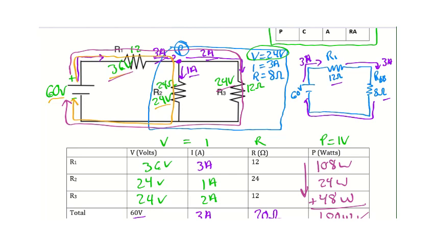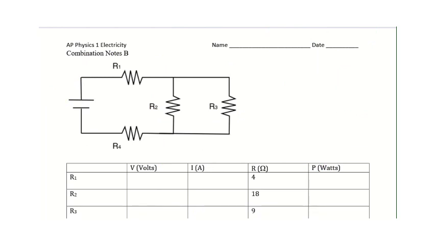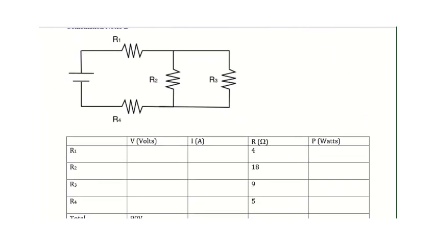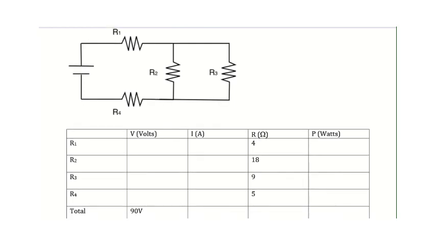Let us try another example. Let's turn the page and take a look at the next combination circuit. In this case, we have 90 volts on our power supply. Resistor 1 is 4 ohms. Resistor 2 is 18 ohms. Resistor 3 is 9 ohms. And resistor 4 is 5 ohms.